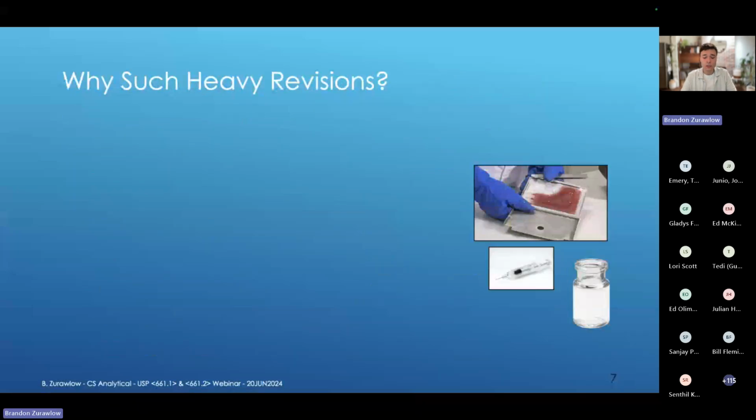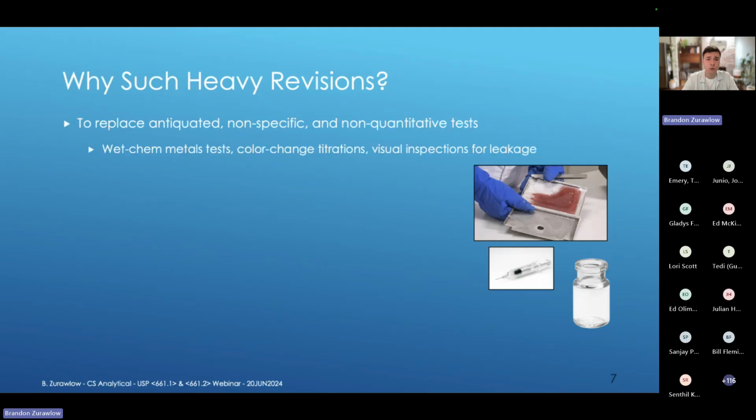So given the fact that all of those packaging chapters have changed or are in the process of being updated or drafted, it begs the question, why have there been such heavy revisions over the past few years to the packaging chapters in the USP? And it boils down to a few different points.